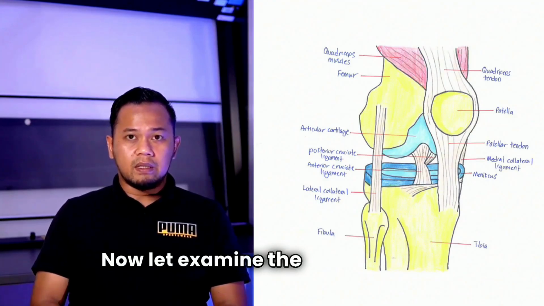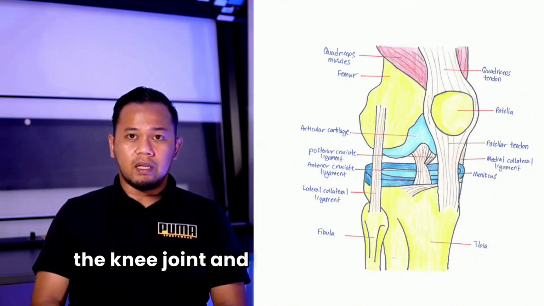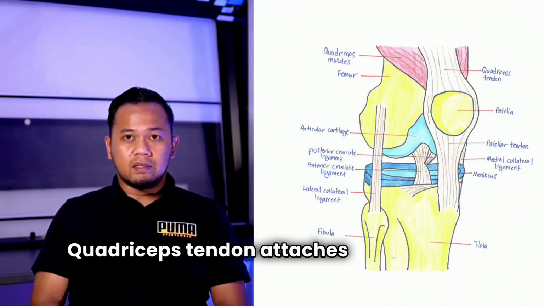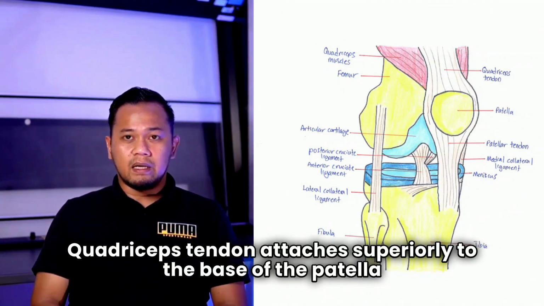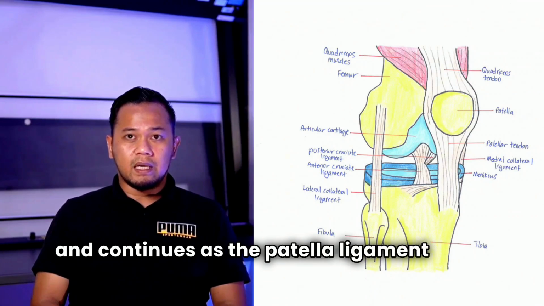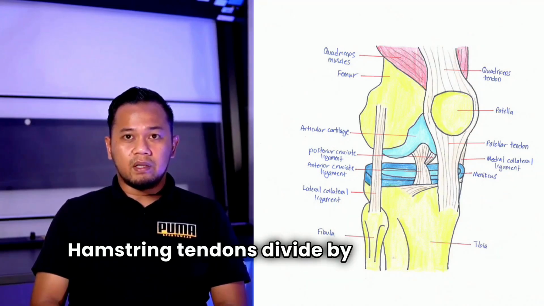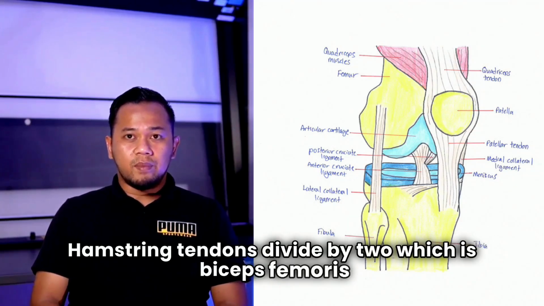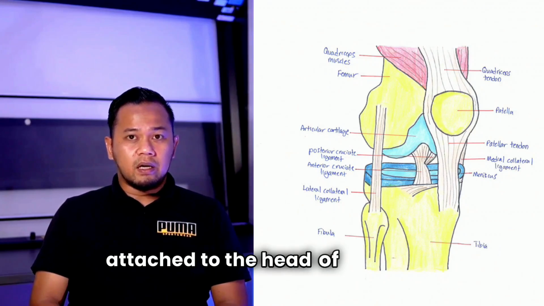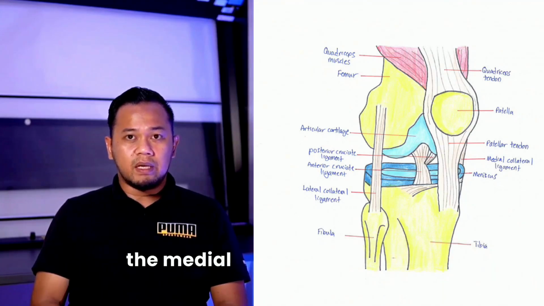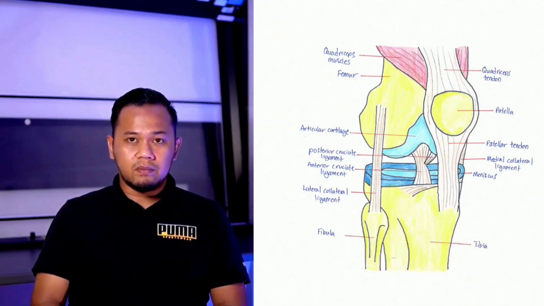Now, let's examine the lateral view of the knee joint and its associated tendons. Quadriceps tendon that attaches superiorly to the base of the patella and continues as the patellar ligament to the tibial tuberosity. Hamstring tendon divided into two, which is biceps femoris attached to the head of the fibula, and semitendinosus and semimembranosus that attach to the medial aspect of the tibia.